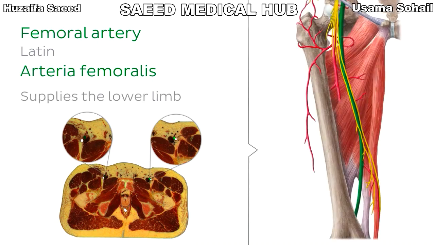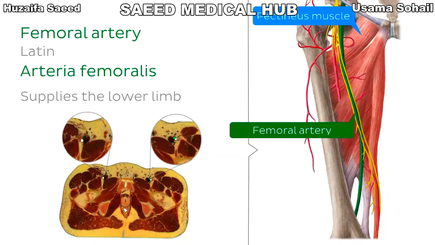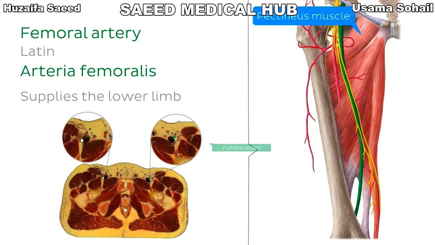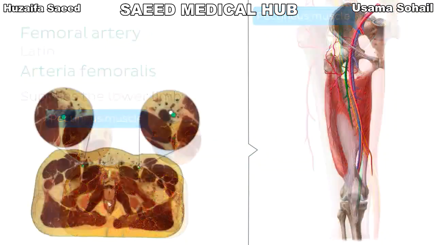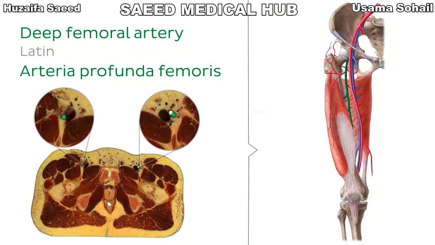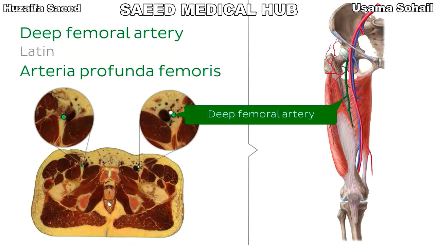So the femoral artery supplies the lower limb with oxygenated blood, and we can see this highlighted in green in the image on the right. This particular artery lies on top of the pectineus muscle pointed out just here. And when we look at the cross-section to the left, we can see the femoral artery anterior to the pectineus muscle. The femoral artery also sends a posterior branch to supply the posterior compartment and the deep muscles of the thigh with oxygen-rich blood. And this branch is the deep femoral artery, and we can see it highlighted in green in both of these images.